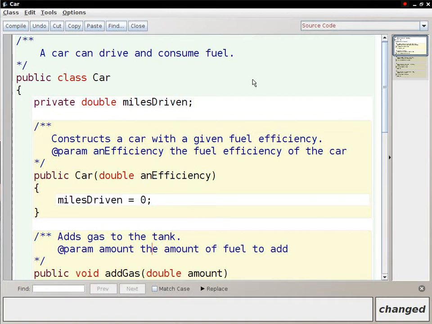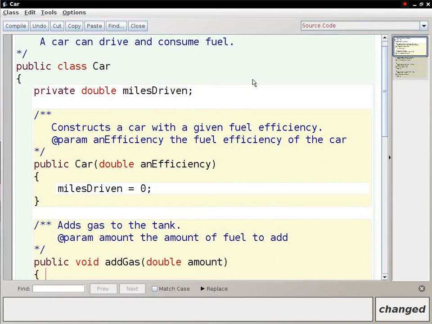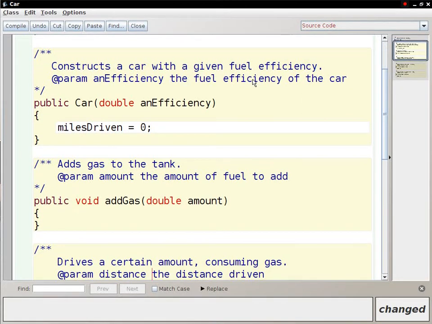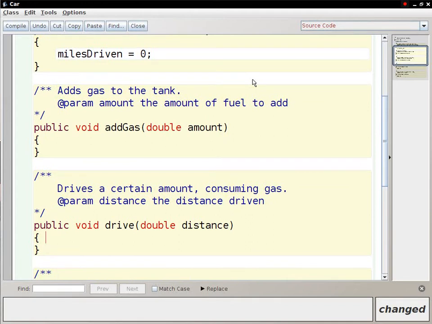So let's do that. Okay, when I add gas, does that change the miles driven? No. Well, I guess I have to drive to the gas station, but that's a different problem. So no. When I drive, that'll change the miles driven. How? Miles driven plus distance. Yes.